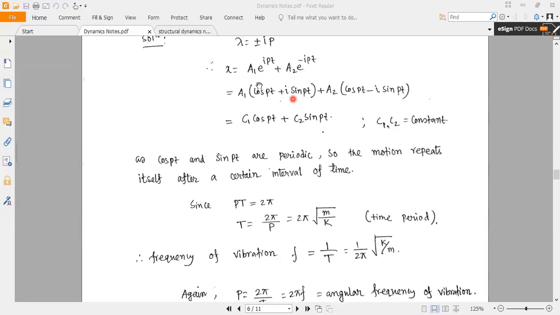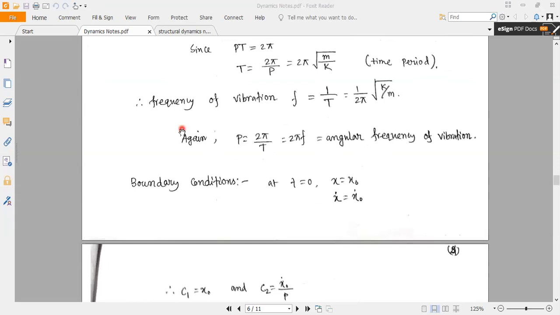Suppose in the question, it is asked to find the value of displacement after 2 seconds. So how can you find that? You know the time t, you know the mass, you know the spring constant, but you don't know the capital C1 and capital C2 constants. So how can you find that? Finding these constants is required. So for that, we need some boundary conditions.